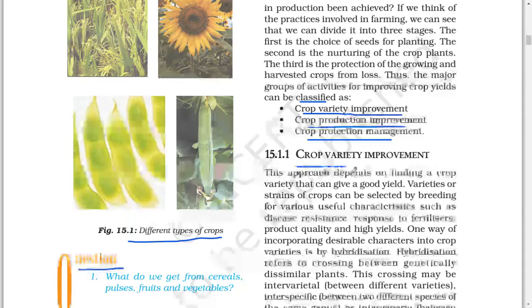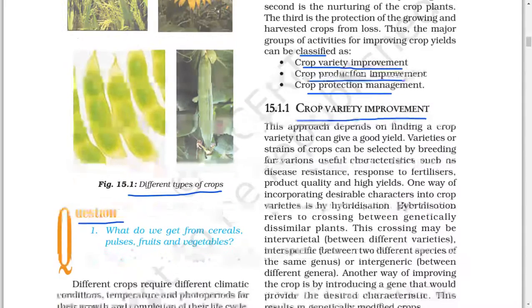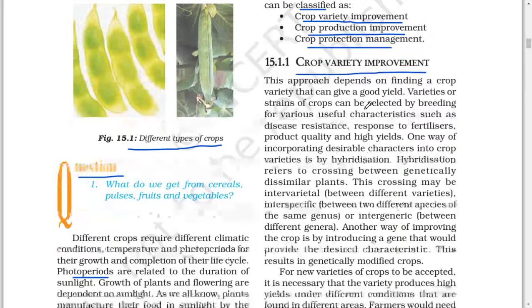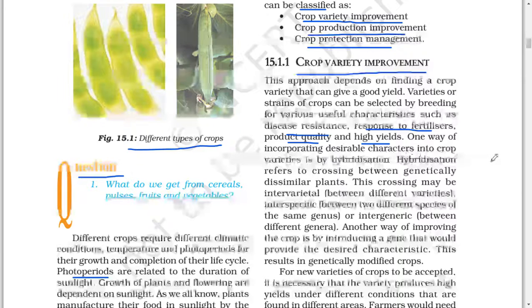Next, crop variety improvement. This approach depends on finding a crop variety that can give a good yield. Varieties or strains of crops can be selected by breeding for various useful characteristics such as disease resistance, response to fertilizer, product quality, and high yield. One way of incorporating desirable characters into crop varieties is by hybridization.